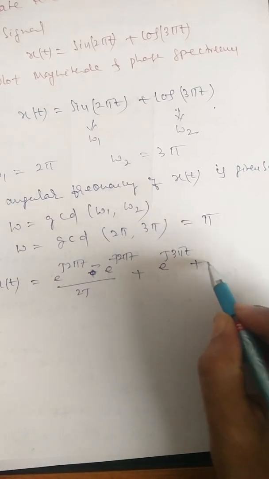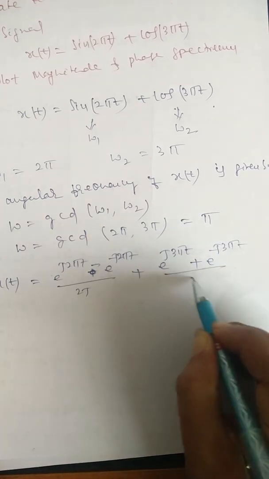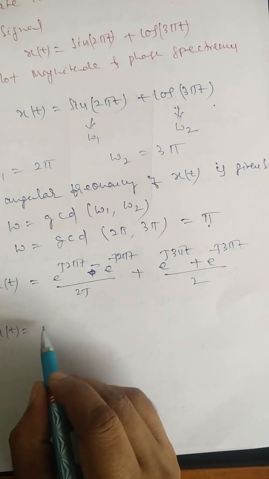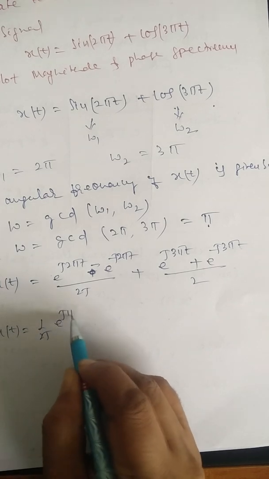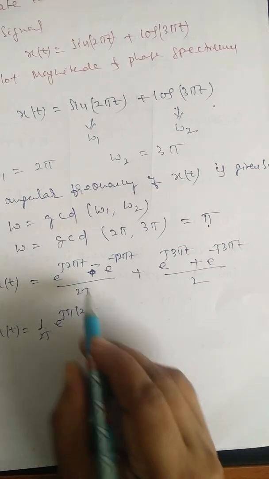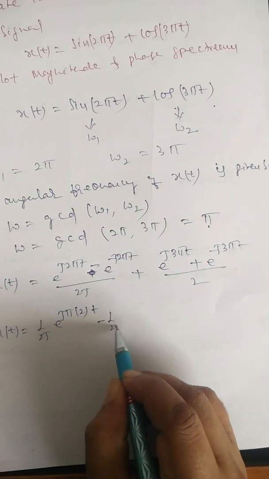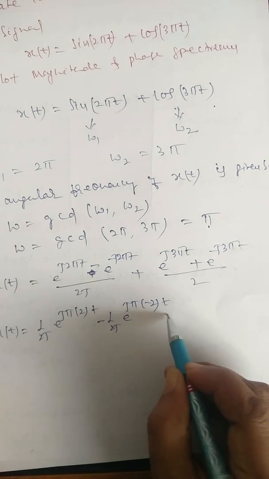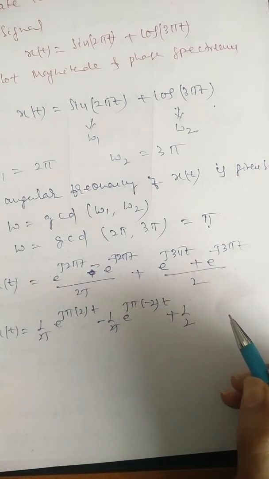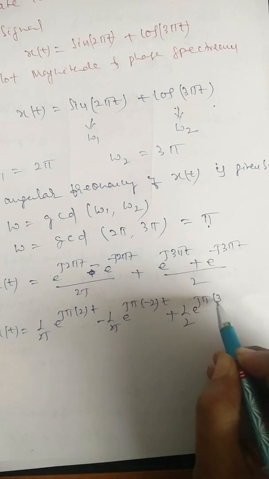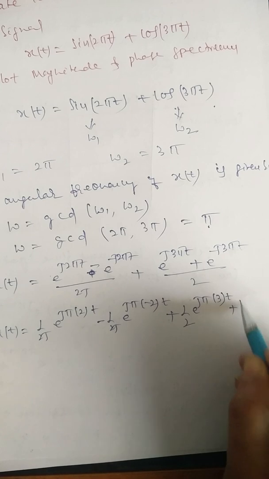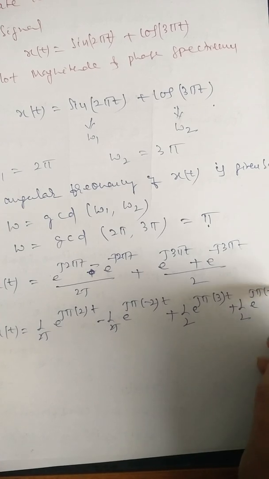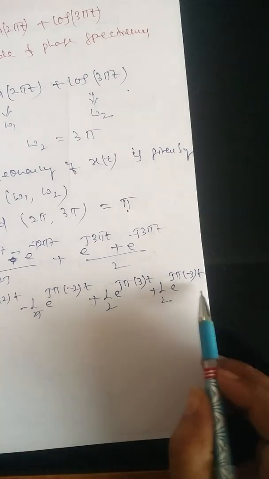Plus cos 3 pi t, which is e to the power of j 3 pi t plus e to the power of minus j 3 pi t, whole divided by 2. This can be written in terms of angular frequency pi as 1 by 2j e to the power of j pi 2 t, minus 1 by 2j e to the power of j pi minus 2 t, plus 1 by 2 e to the power of j pi 3 t, plus 1 by 2 e to the power of j pi minus 3 t.